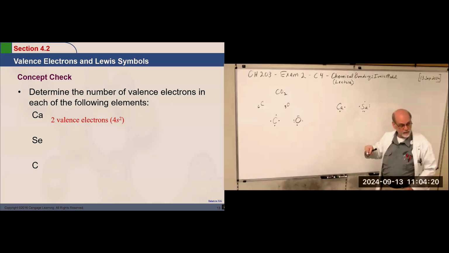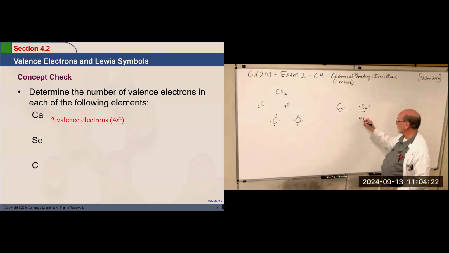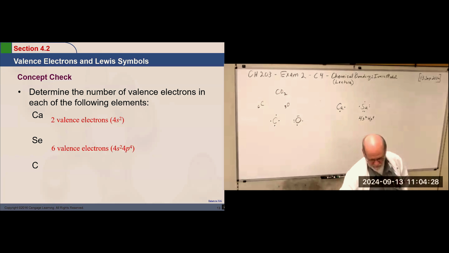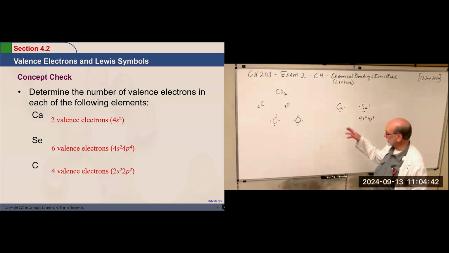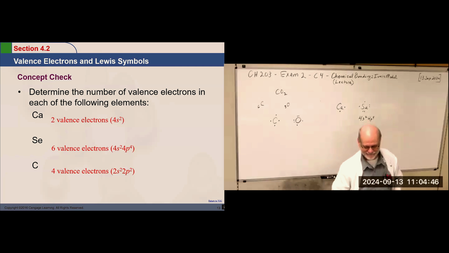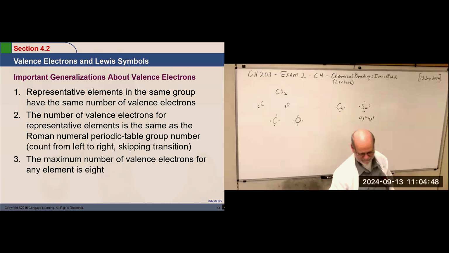Okay. And it would be 4s2 and 4p4. Those are valence electrons. I'm using Lewis dot structures here at the same time. And then carbon, we did that one already. It has 2s2, 2p2, and has 4 dots around it. There it is. Okay. All right.